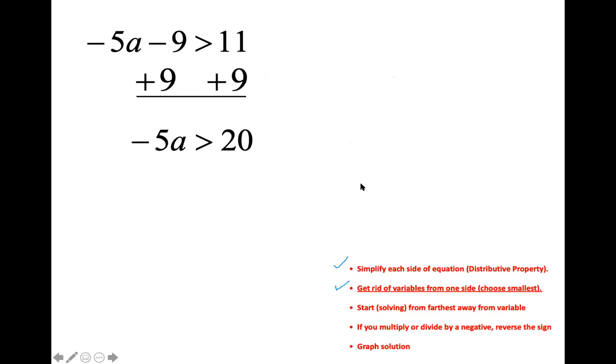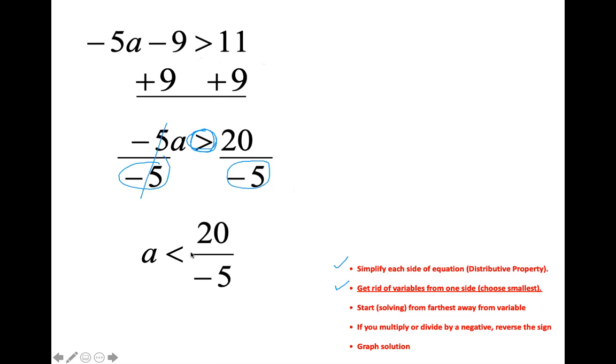Notice we have not multiplied or divided by a negative number, so I don't flip it. To get rid of this -5, we don't add 5 because it's attached by multiplication. Now we divide by -5, and there should be alarm bells going off in your head because notice what we just did. We just divided both sides by a negative number. That's going to flip the inequality. So that greater than now becomes a less than. The -5s cancel. The greater than becomes a less than. And then we can do the math. 20 divided by -5 is -4.